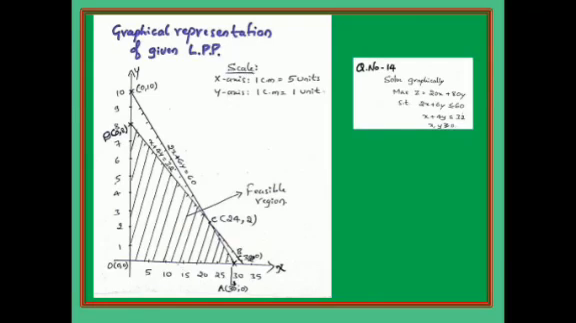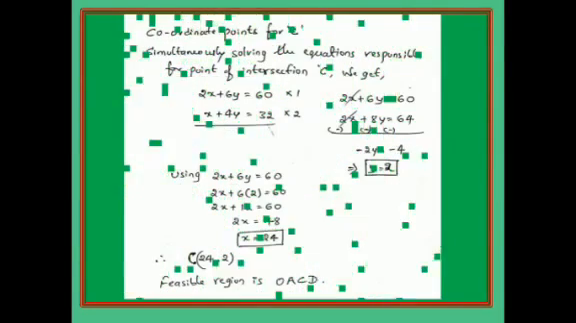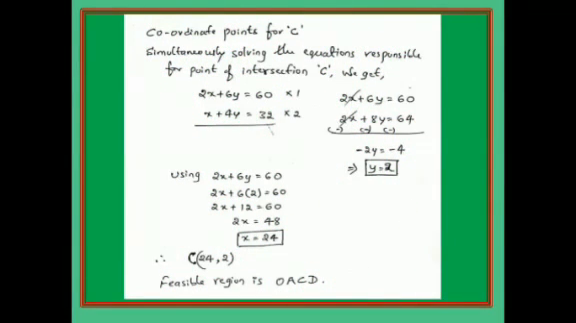Okay. So now let us observe how we will obtain the C coordinate values, and after that, all these coordinate values we will put into the objective function. So the coordinate points for point C, by simultaneously solving these two equations mentioned over here.